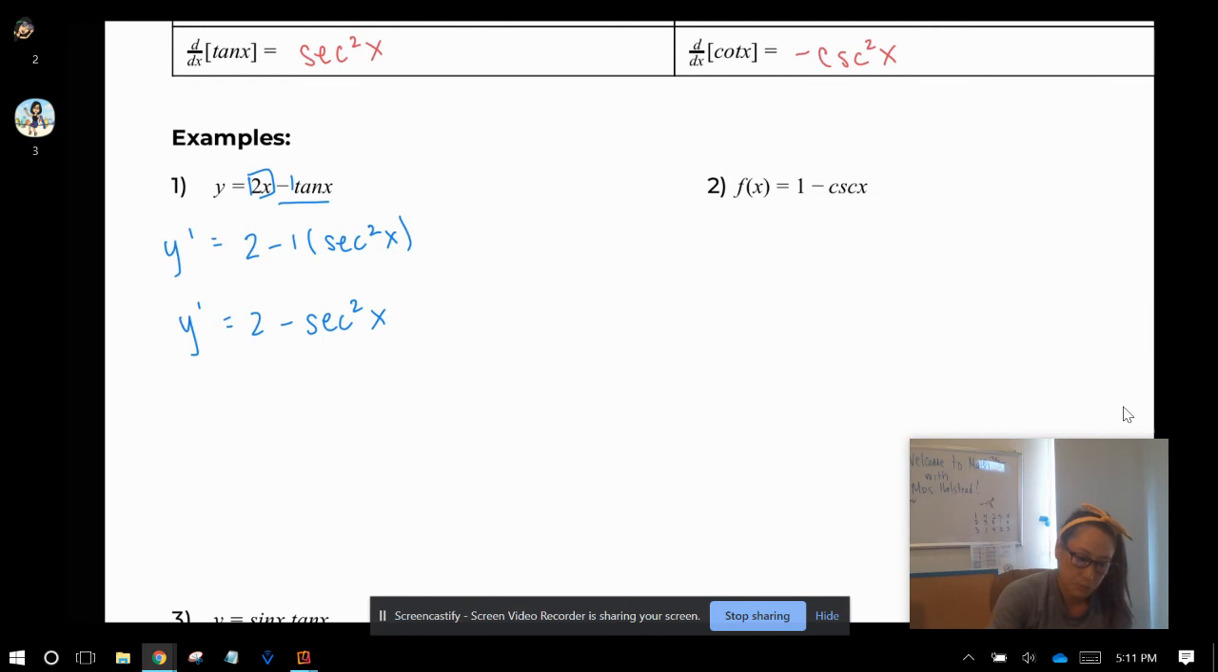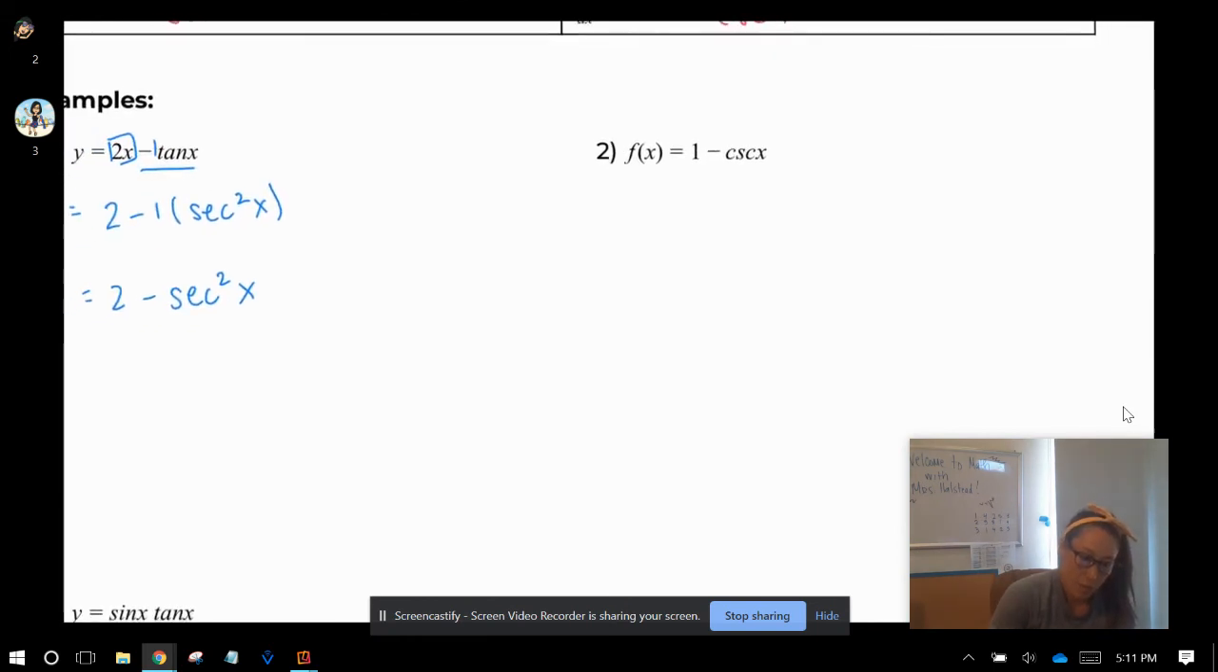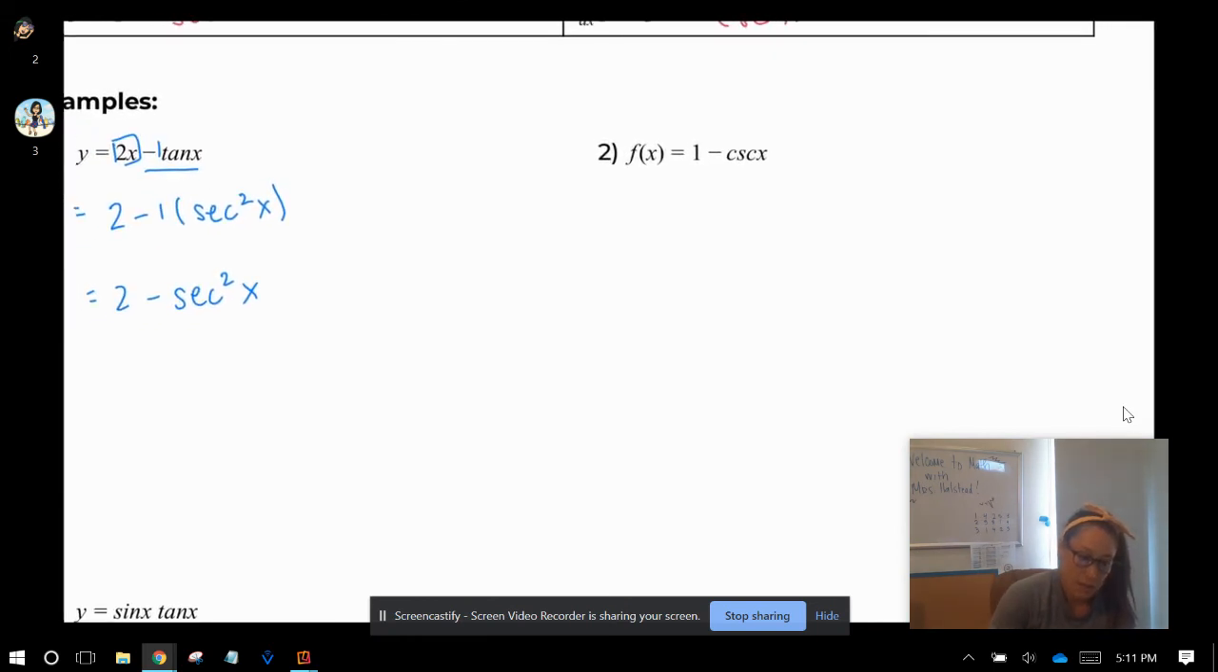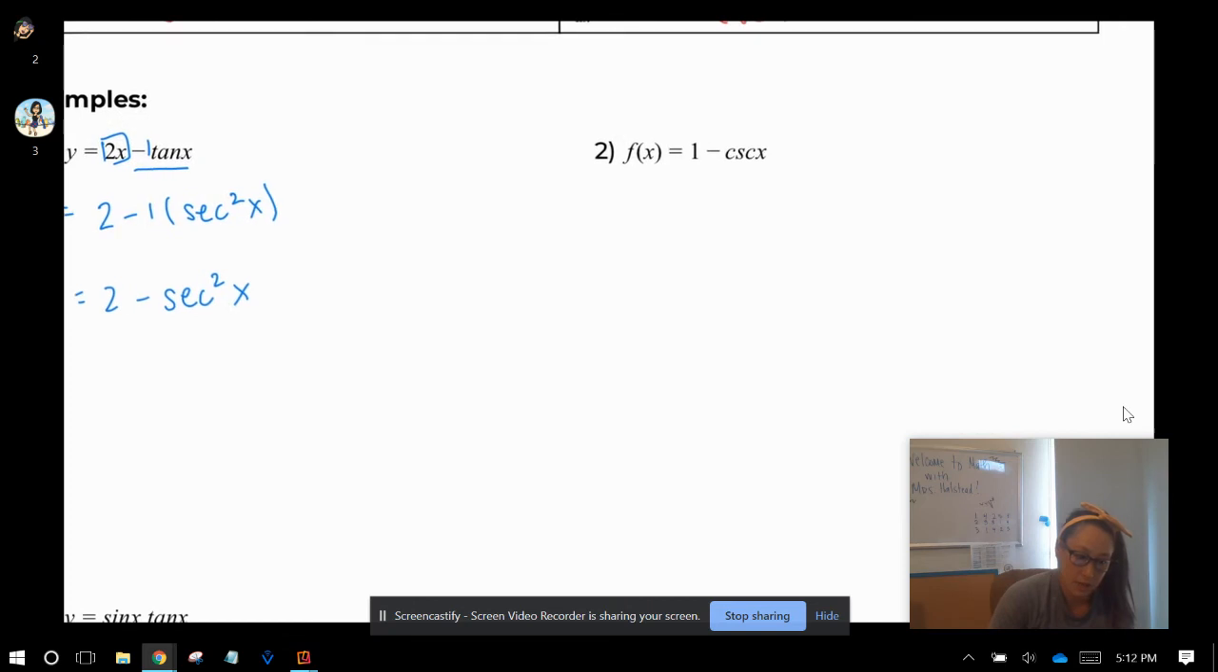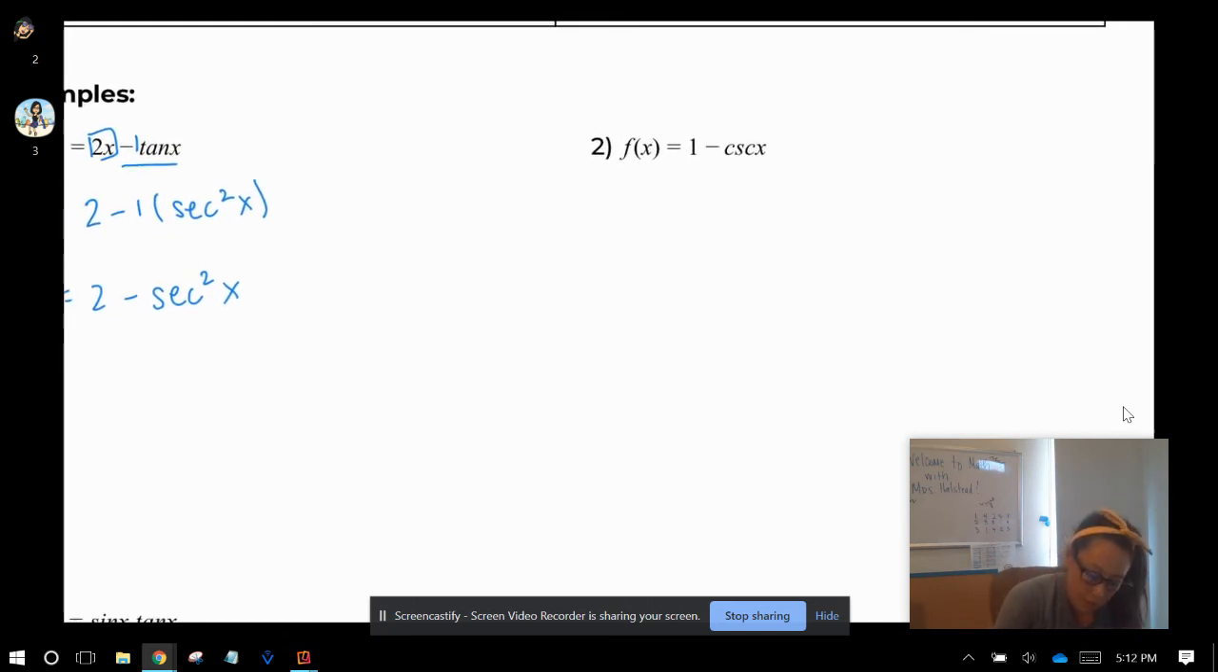Number 2, I have 1 minus cosecant of x. Oh, I forgot, this also needs a secant x. I didn't fix that on the template, but I will before you print it. All right, so we have 1 minus cosecant x over secant x.